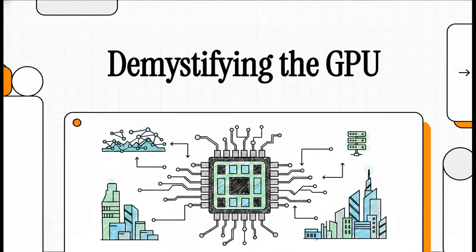Today we're looking at something that is literally reshaping our entire digital landscape, the GPU. It's this highly specialized, absolute powerhouse of a chip that's quietly driving the modern world forward. And honestly, if you've paid any attention to tech lately, you've seen those three letters everywhere.